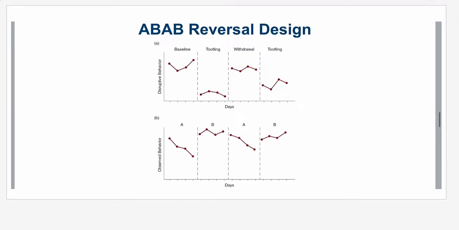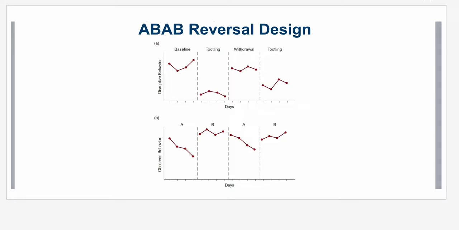Remember the first one, the top graph A, or by the way, this is figure 14.8 from your chapter. The top graph A is from that example at the very beginning of chapter 14, where we talked about the disruptive behavior of the student, and they were introducing that tootling program in the class, where they were reporting positive behavior to each other and for each other instead of tattling, and seeing how that improved that student's disruptive behavior.